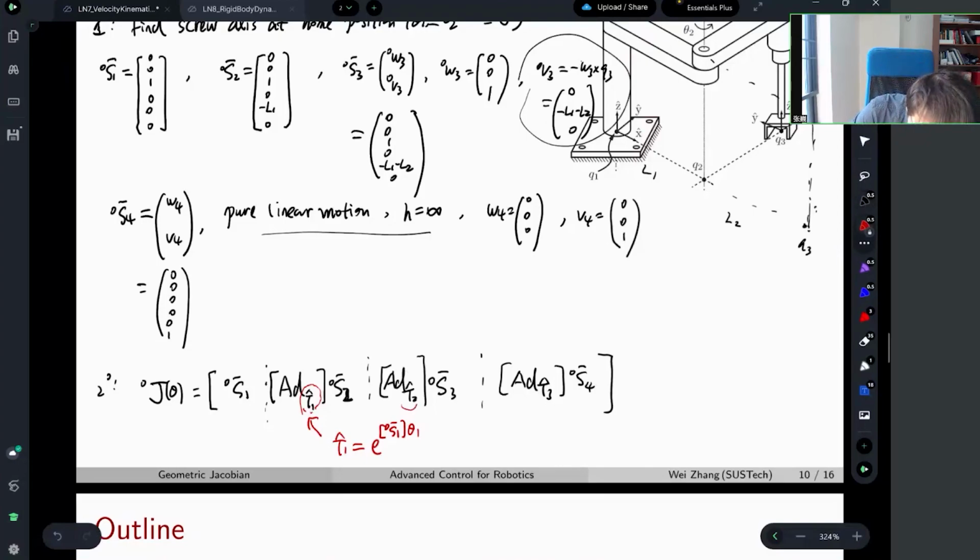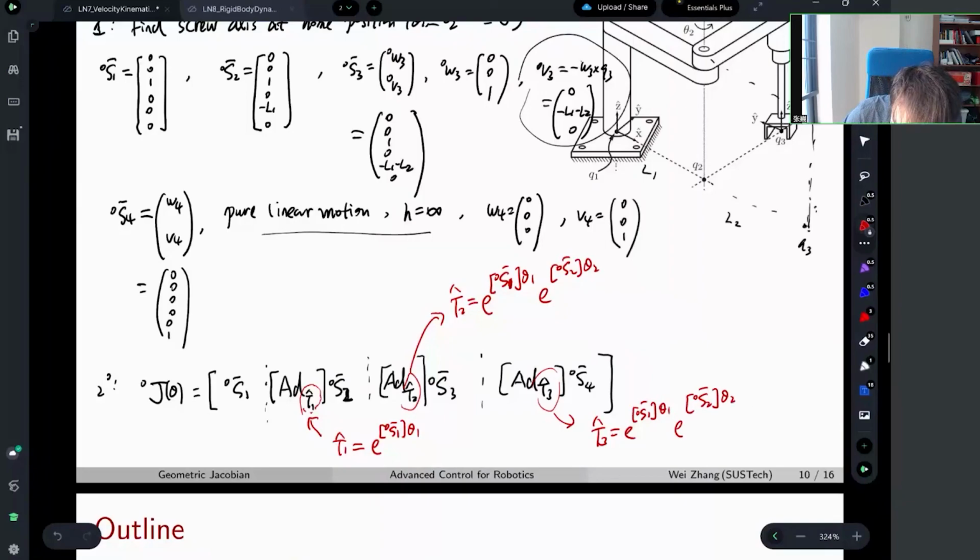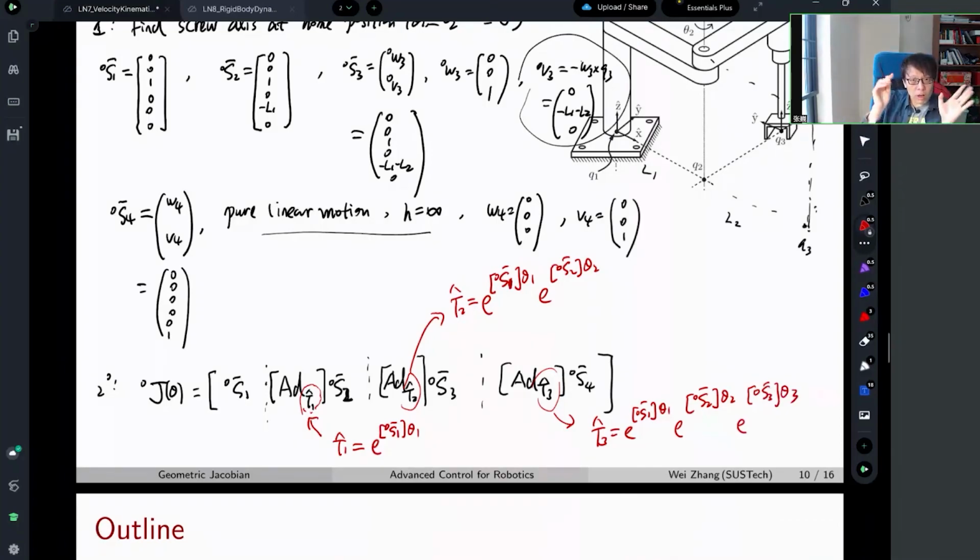Where this T2 hat is the matrix exponential of S1 0 bar theta 1 times S2 0 bar theta 2. And this T3 is three of them, right? It's the matrix exponential of S1 0 bar theta 1, times S2 0 bar theta 2, times S3 0 bar theta 3. So again, all you need to know is all these screw axis bar values, and after that you can define the operator, and then you can find the adjoint, and then you just write down like this. Any questions so far?